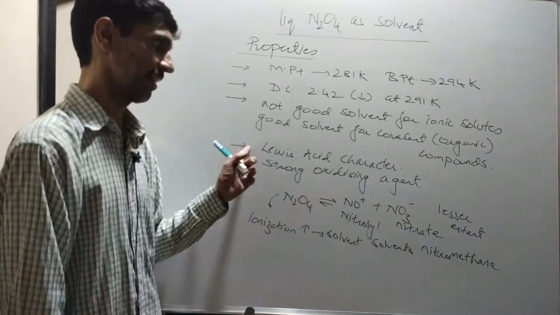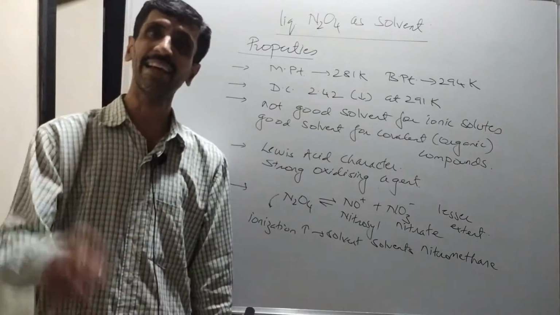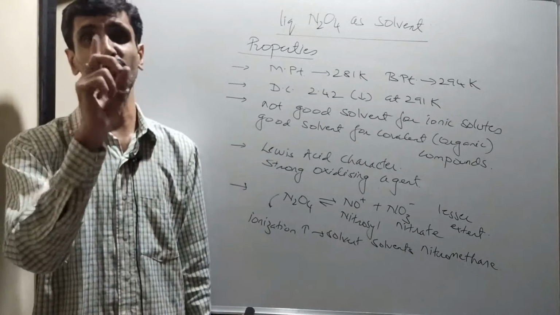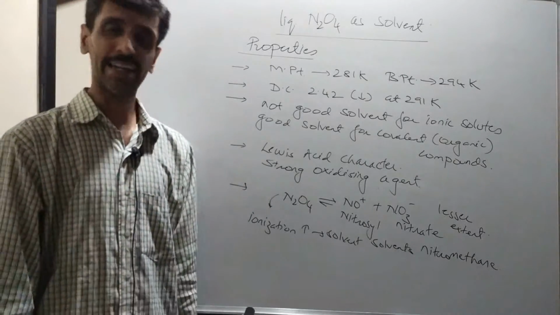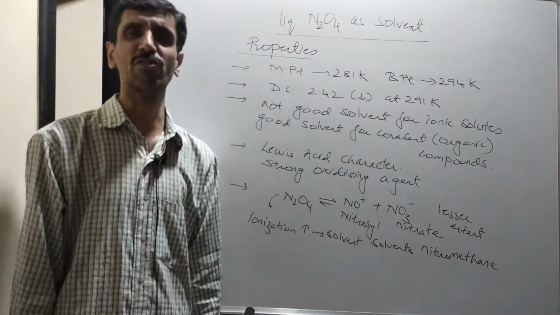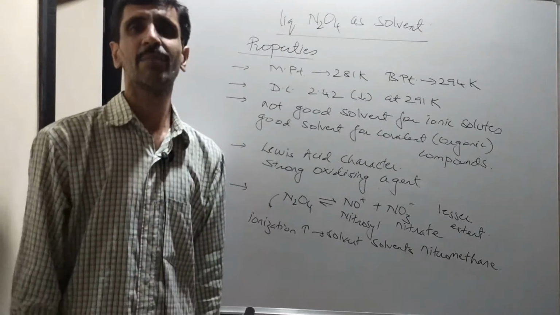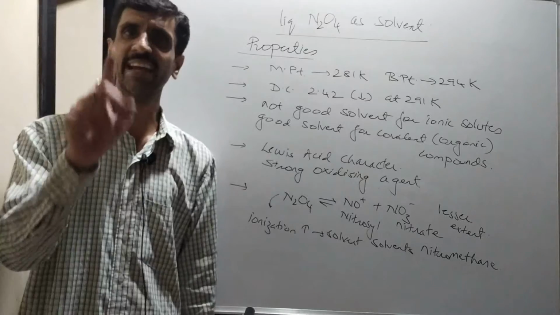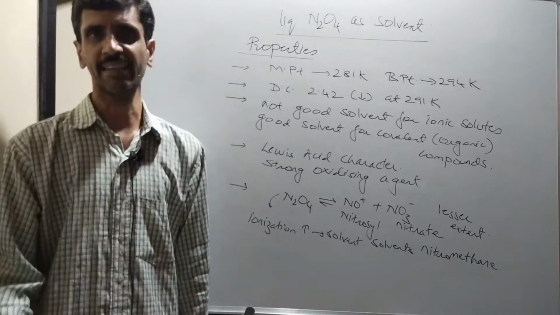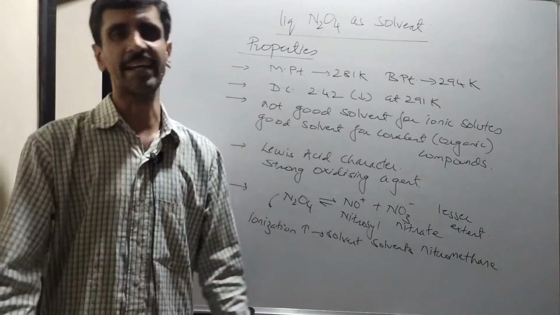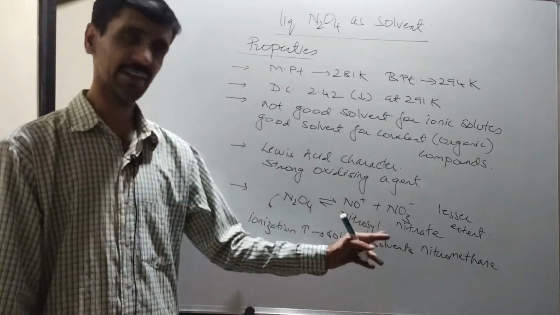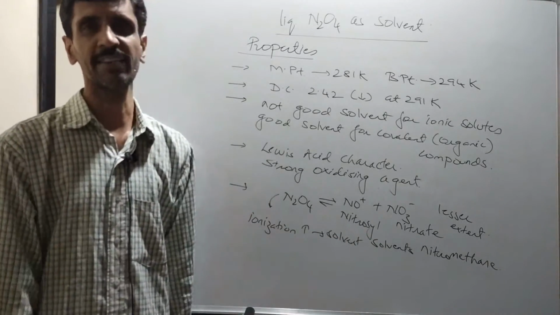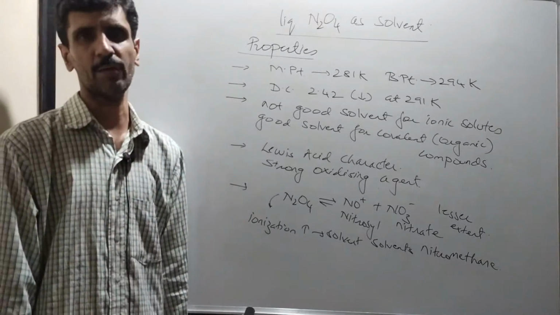Next is it shows a Lewis acid character. It has an ability to accept electrons. It undergoes reduction, and therefore it's a strong oxidizing agent. It undergoes ionization to give a nitrosyl ion and a nitrate ion, but this extent of ionization will increase if the same reaction is carried out in presence of ionizing substances such as nitromethane. Okay, so that it increases. Alright, so this is about the properties of N2O4. My dear friends, I'm very sure you have understood this very well.